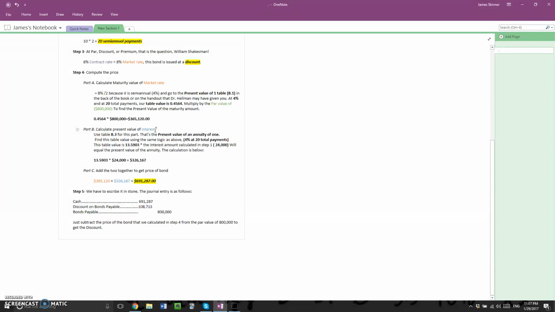After we determine this, go to the present value table of 1. And that's B1 in your book. Or Carl will have given you a handout by now that has the tables you will need for the whole semester, and it'll be on there. At 4% and at a total of 20 payments, our table value is going to be 0.4564. Multiply by the par. Scratch that. You're not going to multiply that. But you're going to use the table to find this table value right here.